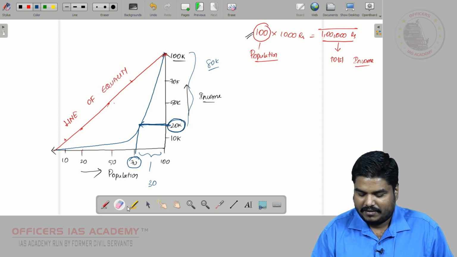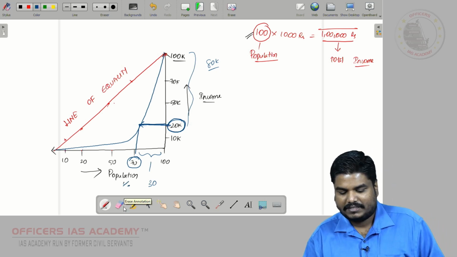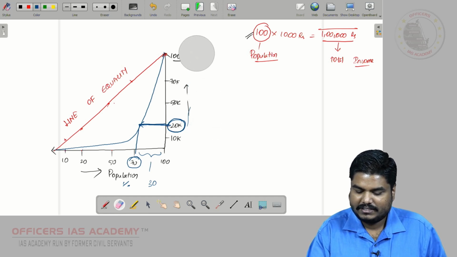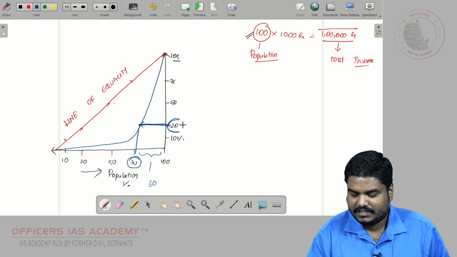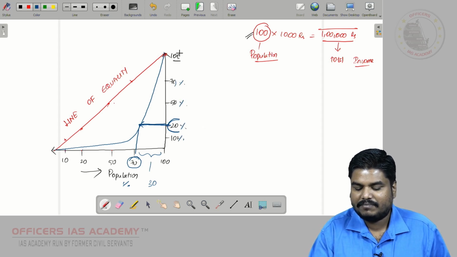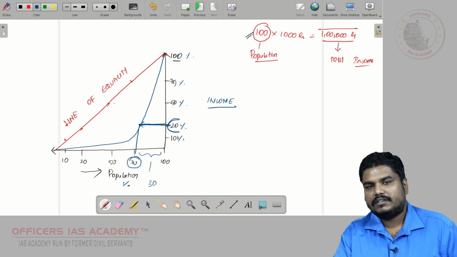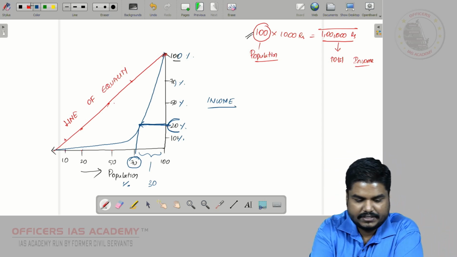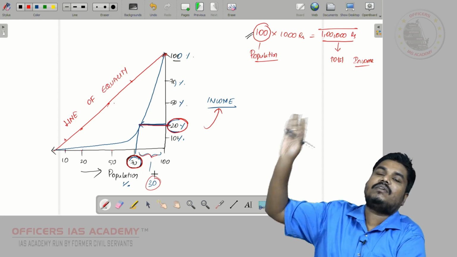Let us explain this in the form of percentage. Population I am giving in percentage. Income also, let me make it percentage instead of thousands: 10% income, 20% income, 50% income, 70% income, 100% income. Here it is cumulative income. What we are able to understand from this graph is that 70% of the population in India are able to earn only 20% of the country's income. The remaining 30% earn the remaining amount of income.